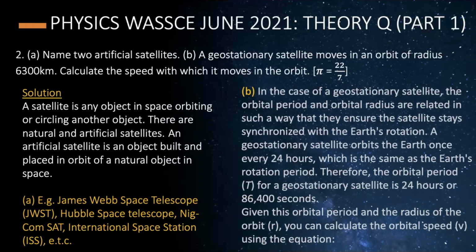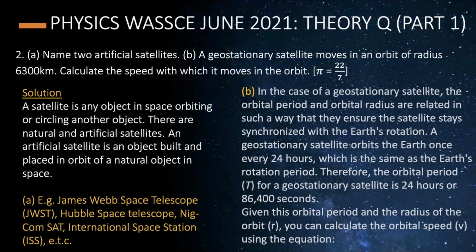There are different orbits for satellites, and the different types of orbits determine different types of satellites. Now, one of those types of orbit is called geostationary orbit. So any satellite you place in such orbit will be called a geostationary satellite. Now, in this case, we are given this scenario of a geostationary satellite. The orbital period and the orbital radius of a geostationary satellite are related in such a way that they ensure that the satellite is synchronized with the Earth's rotation.